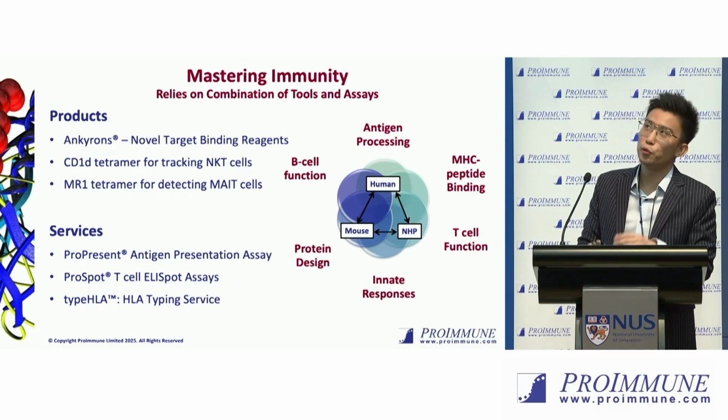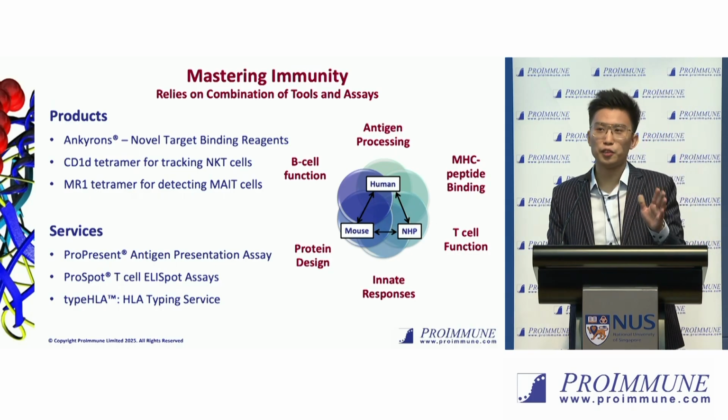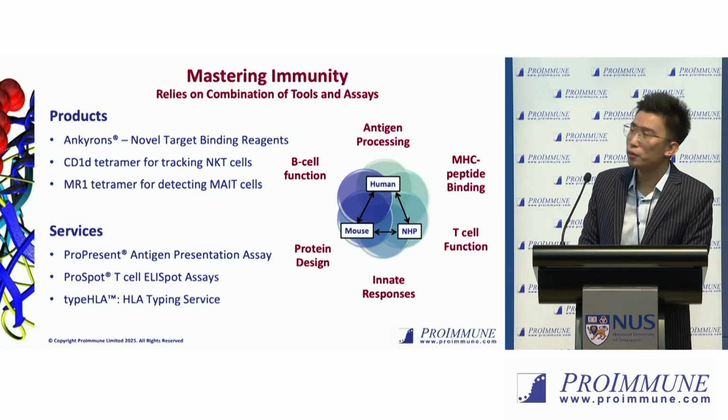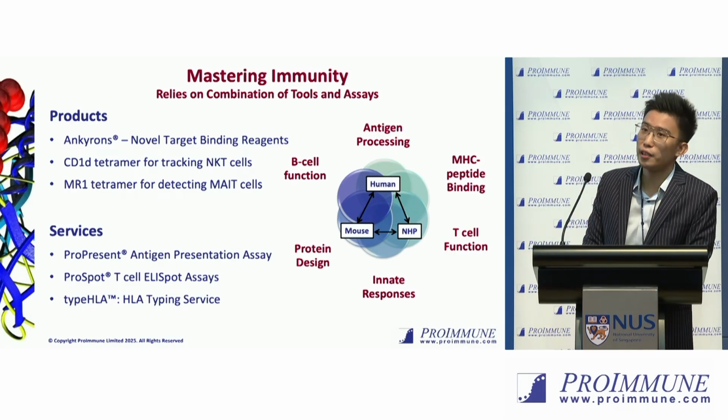And currently, we are looking out for collaboration. So if you have any targets of interest, feel free to reach out to us. We also have CD1D tetramer and MR1 tetramer to detect or track NKT cells and MAIT cells respectively.